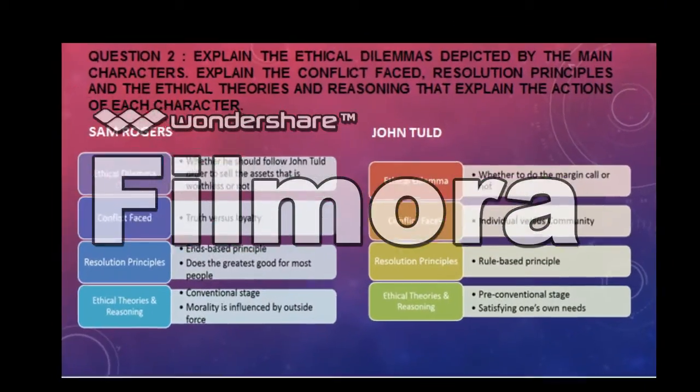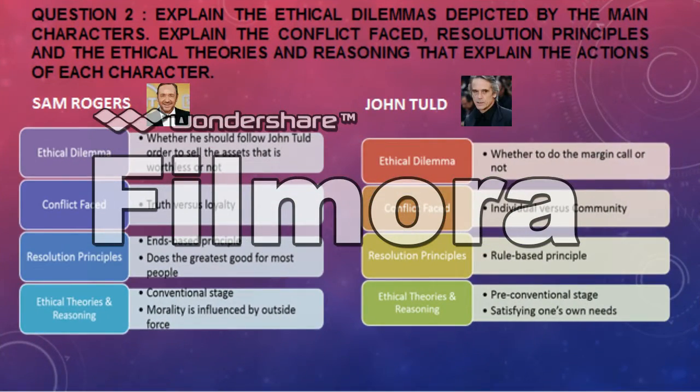Let's start with question 2, which is: explain the ethical dilemmas depicted by the main characters, explain the conflict phase, resolution principles, and the ethical theories and reasoning that explain the actions of each character. Sam Rogers is a head of trading and had been with the firm more than 30 years.